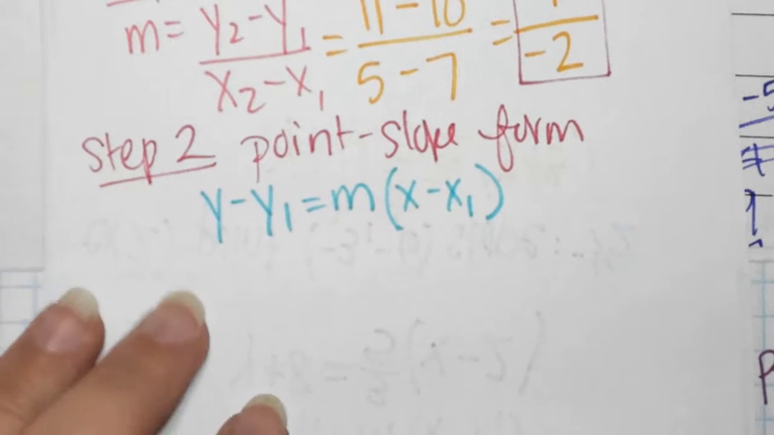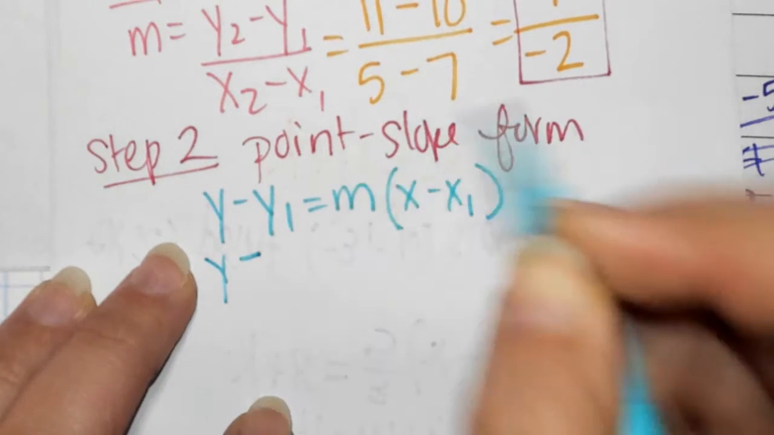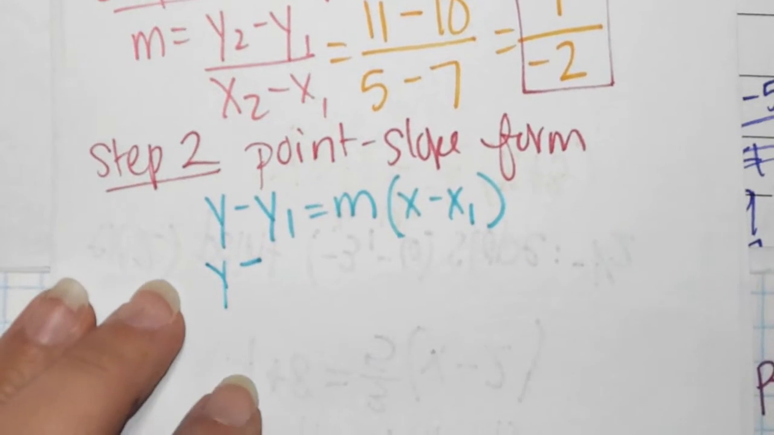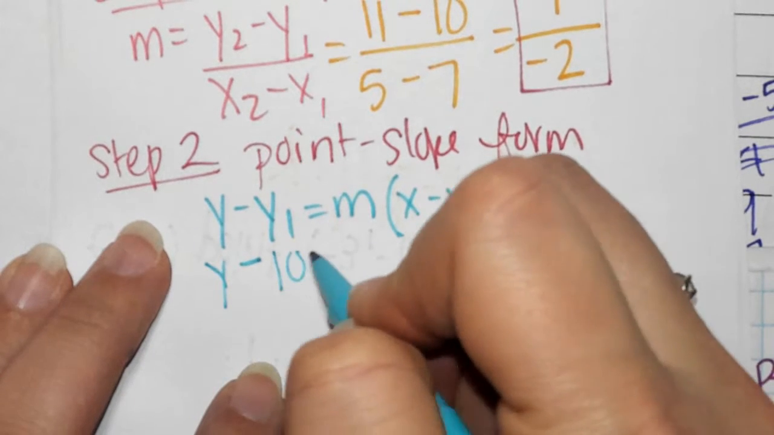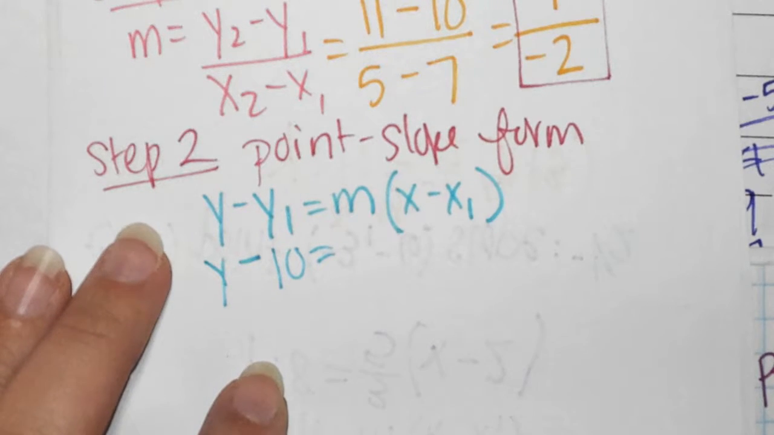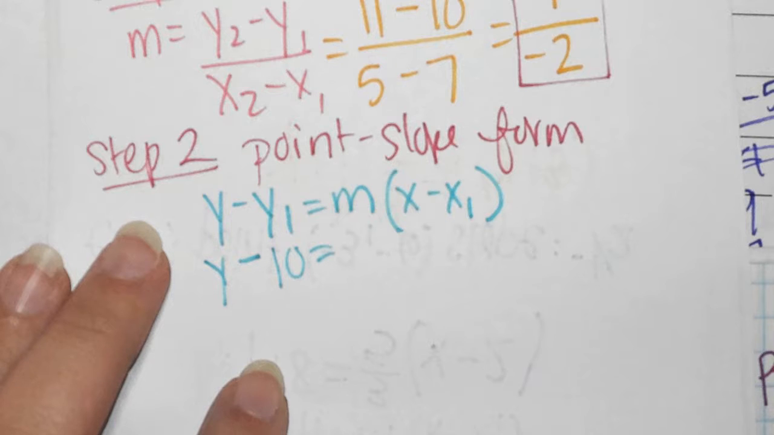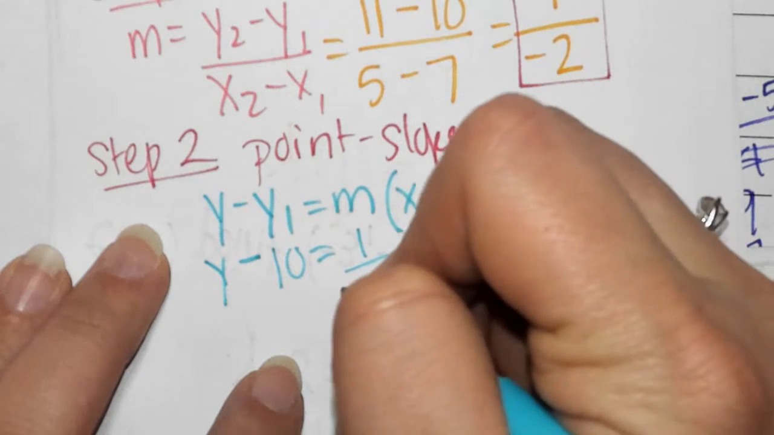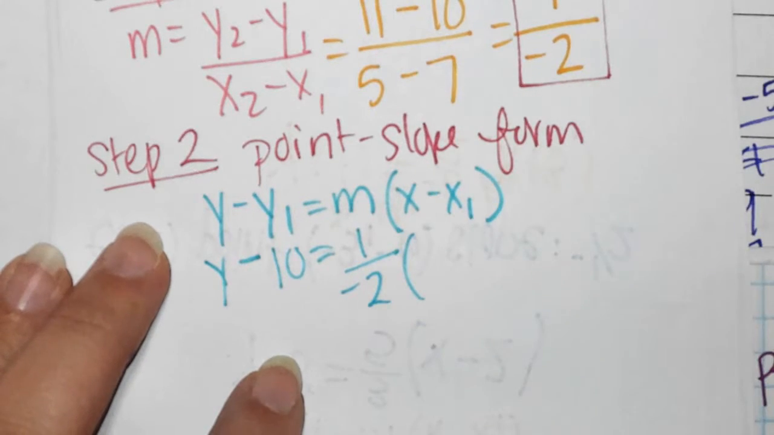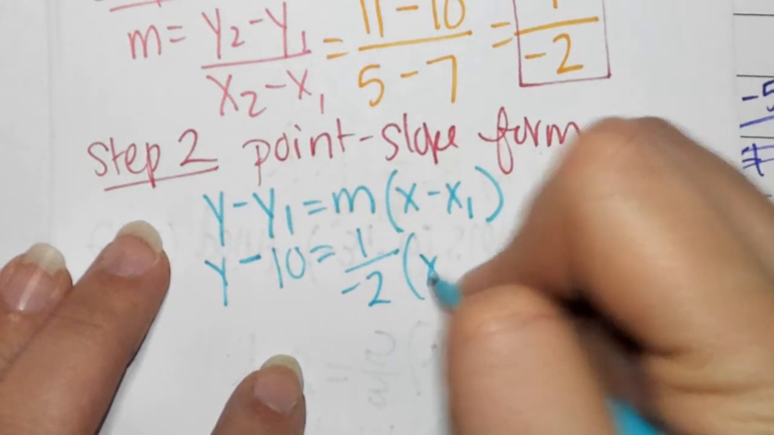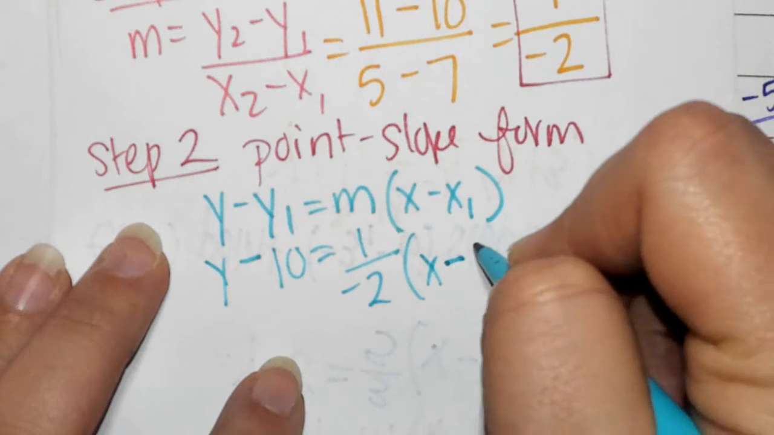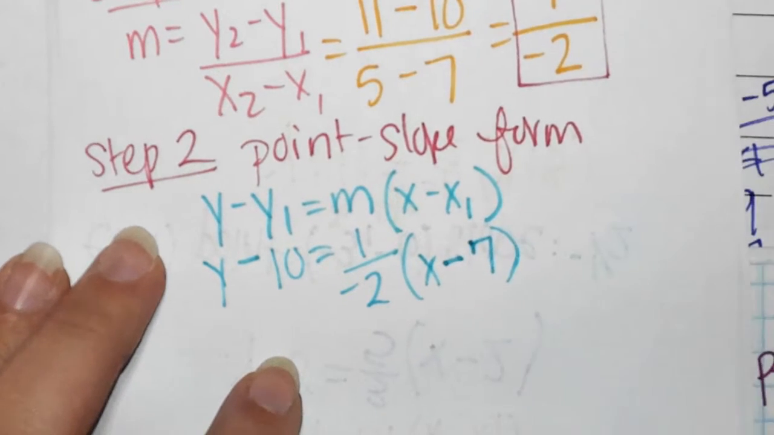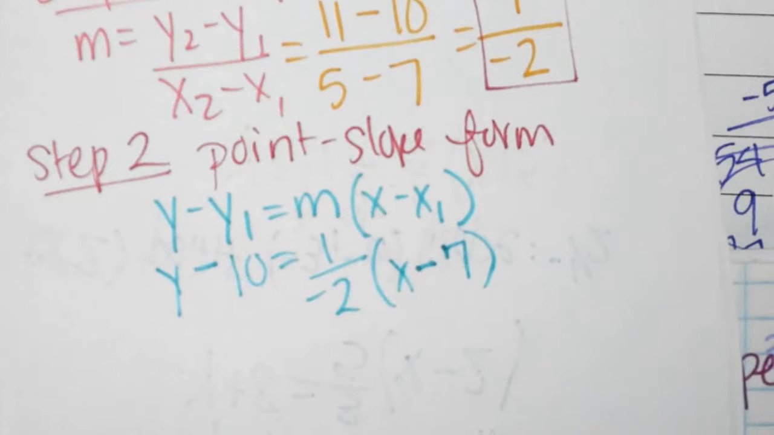Always use our first. So it's going to be y minus, Jordan, what's y1? 10 equals, Mary, what's my slope? Negative 1/2. Fantastic. All right, what's my x1, CJ? X1, that would be 7. Fantastic. And we're done with that one.